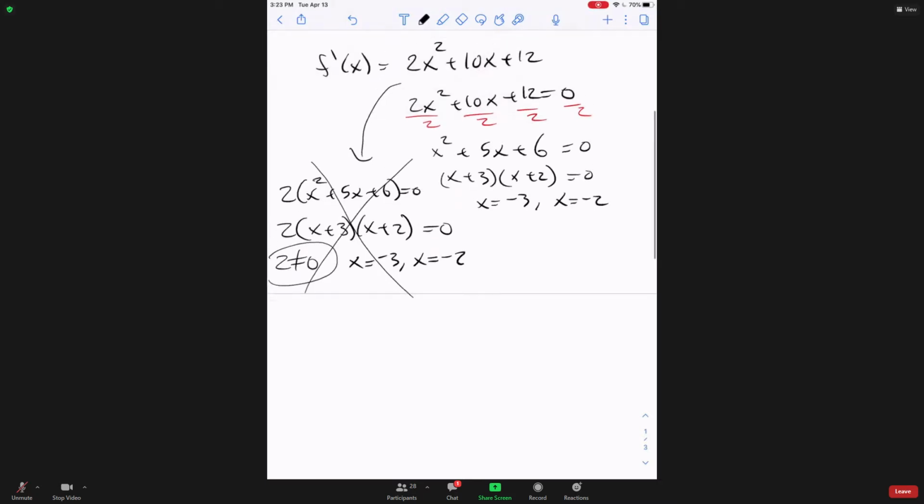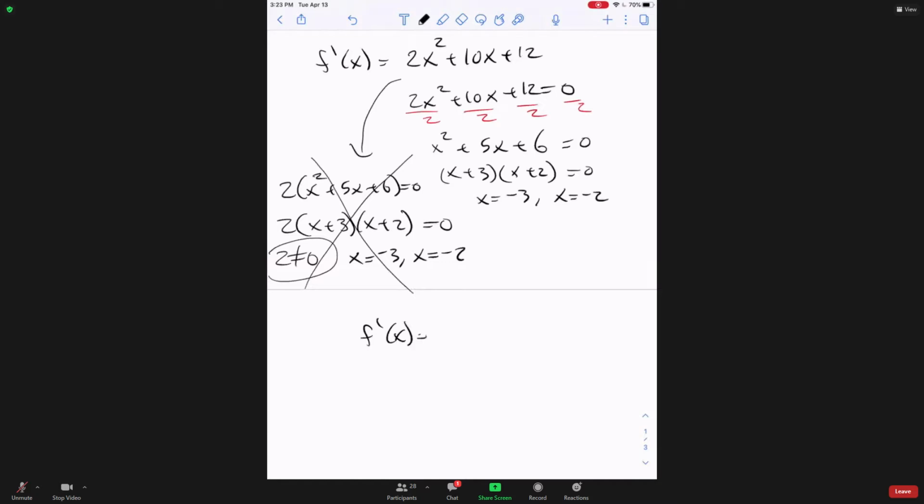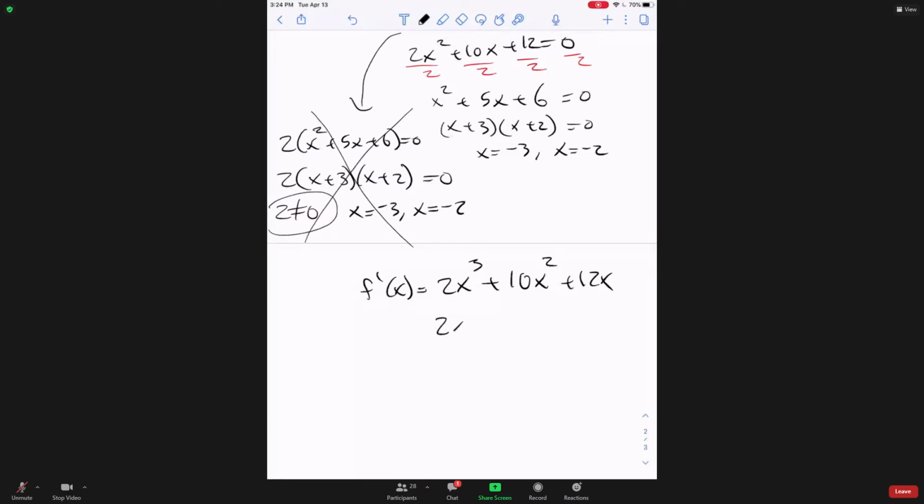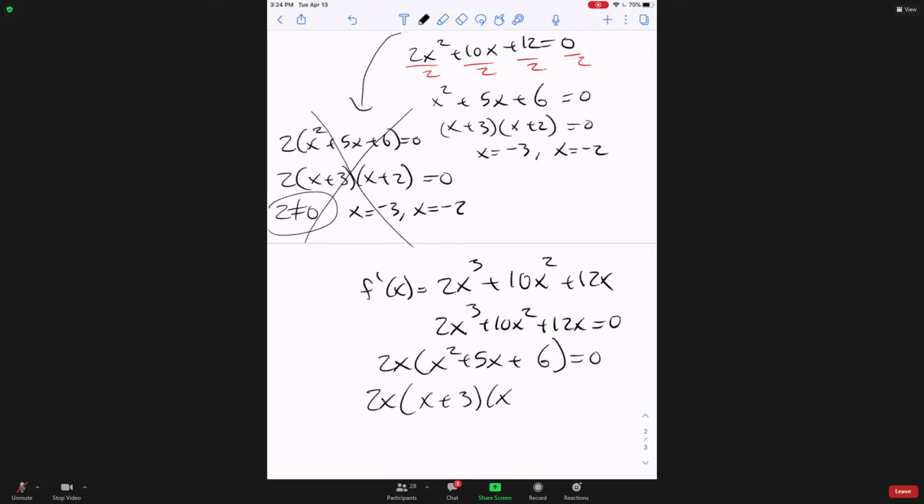Now, if the problem was something else, like f prime of x equals 2x cubed plus 10x squared plus 12x. So let's say you took the derivative and this was your derivative, and you're setting this equal to 0. In this case, the greatest common factor is not just 2, it's 2x. It has a variable in the greatest common factor. Then you want to make sure you factor it out. If the greatest common factor has a variable in it, don't divide everything by 2x because you're going to lose a solution like that. So then you get 2x times x plus 3 times x plus 2.